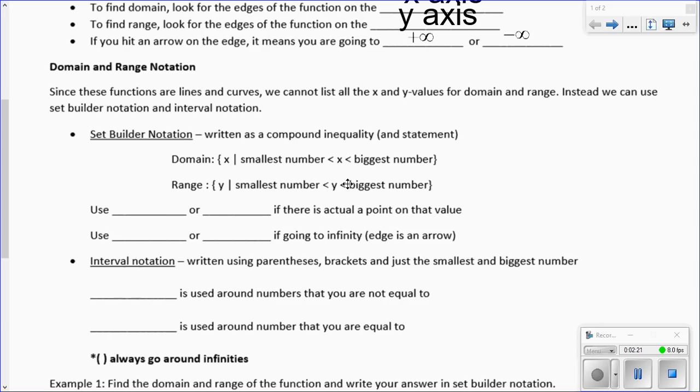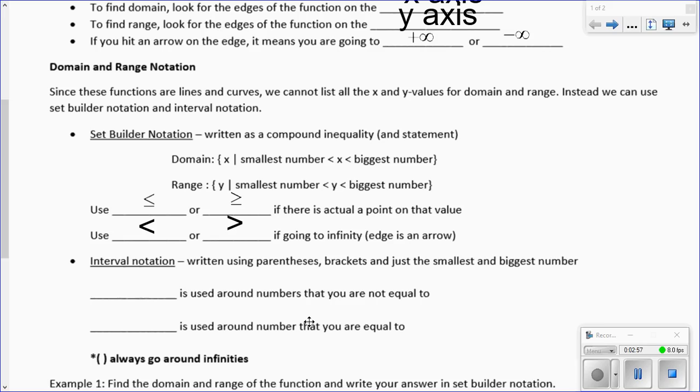Okay? So if your smallest and biggest number is an actual number that you fell on, you're going to use an equal to part, because you actually have a point on that number. Or you can use greater than or equal to. But if you hit an open circle, you're going up to that number but not actually hitting it. Or if you get an arrow and you're going to infinity, you do not actually equal infinity, so you can't say you're equal to it. You say you can go up to it but not equal, so you're going to use a less than or a greater than symbol for it.